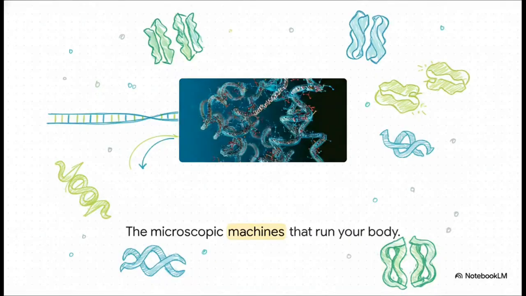Just look at these intricate structures. They're all proteins. And the big question we're tackling today is how? How does a simple, one-dimensional line of genetic code manage to create such complex, functional, three-dimensional machines like these?